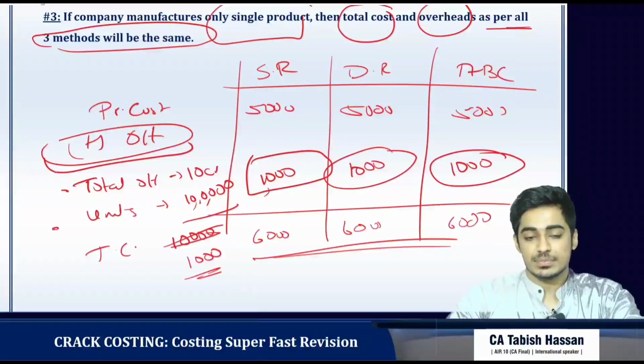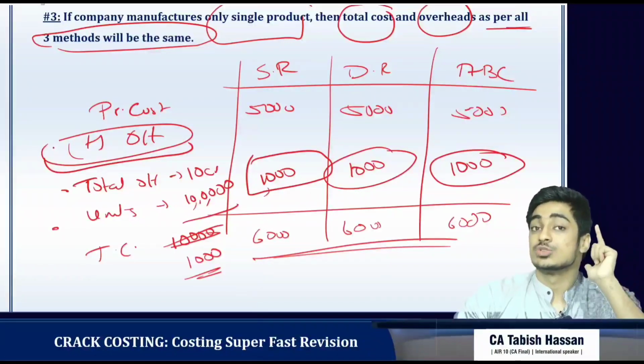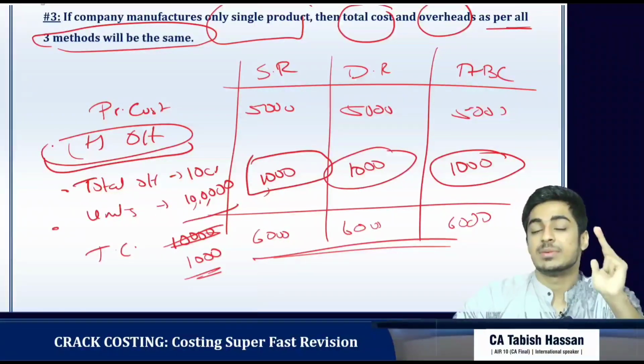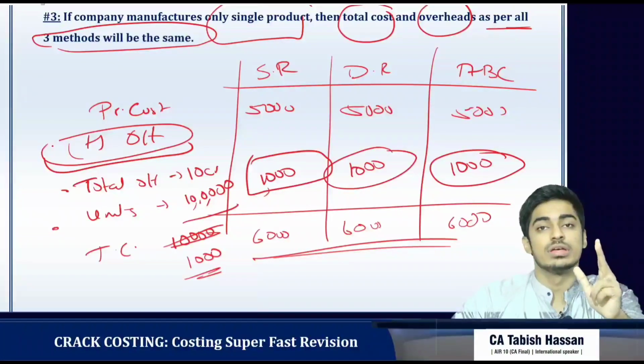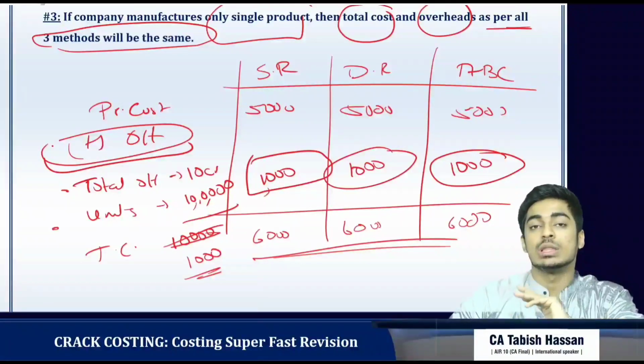Fine. So the three rules: first is prime cost per unit will be the same, second is total overhead will be the same, third is if the company is manufacturing only a single output, then the overhead per unit and the total cost per unit will be the same in all the three methods. Cool.